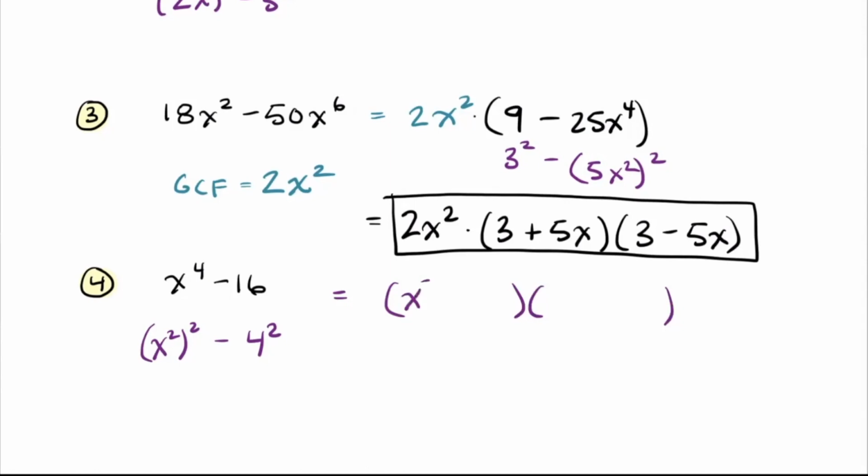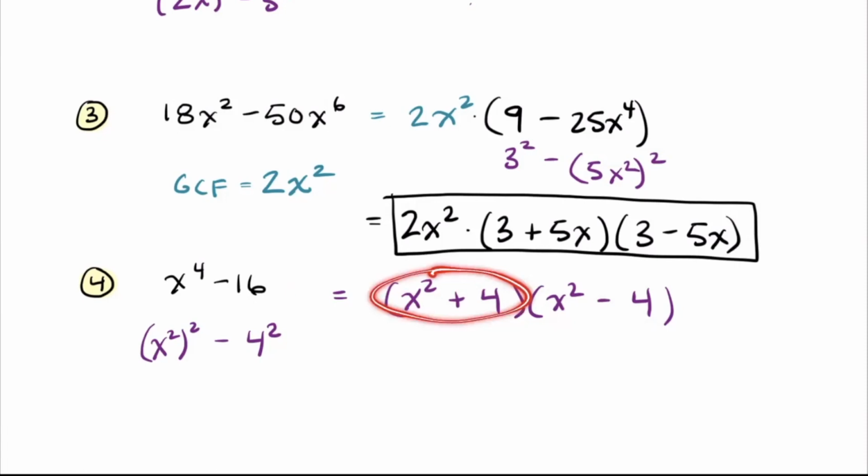The first term in each will be x squared. The second term in each will be a 4, and one gets a plus and one gets a minus. All right. Now, again, you always want to factor completely. Here I've got a sum of two perfect squares, right? 4 is a perfect square, but I've got a sum with plus. Here I've got a minus of two perfect squares.